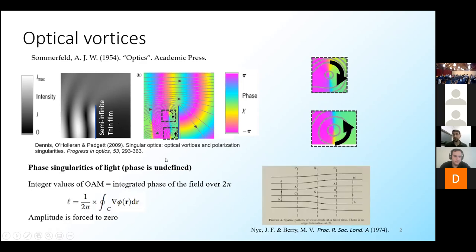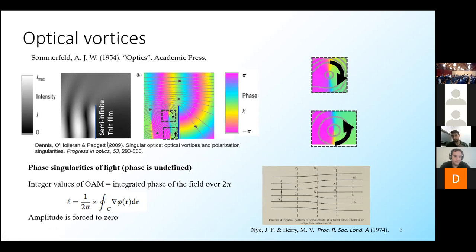Nye and Berry in 1974 gave a mathematical description of this effect, and these are in fact phase singularities of light. Optical vortices are defined as locations in space where the phase is undefined, exactly these points at the center of the vortices. Optical vortices have integer values of optical angular momentum, which equals the accumulated phase over 2 pi. So the top one has OAM of minus 1, and the bottom one has OAM of 1. Because the phase is undefined, the amplitude is forced to be zero, so these vortices are located along this nodal line in the intensity.